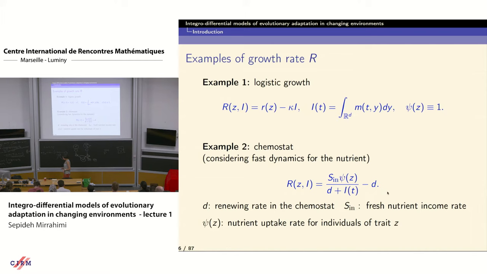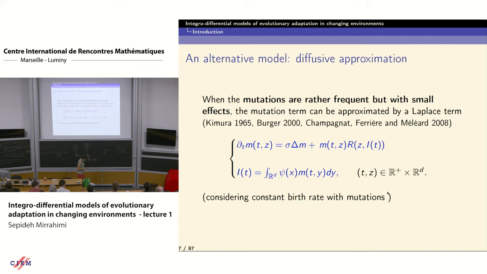And actually, I can still give another example. So I presented here different possibilities of modeling the growth rate, the selection, and competition. And there are also some variants to model the mutations. A simple variant of that is where we replace this integral term that I wrote here by a simple diffusion, okay?